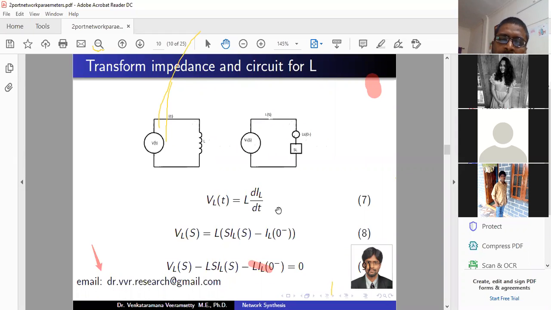Now apply Laplace transform, then we have VL of S equals L into S into IL of S minus the initial current, IL of 0 minus. IL of 0 minus means the initial current flowing through the inductor. So just move this right hand side of the equation toward the left hand side. Then we have VL of S minus L into S into IL of S. Again, a small correction, because this minus will become plus here.